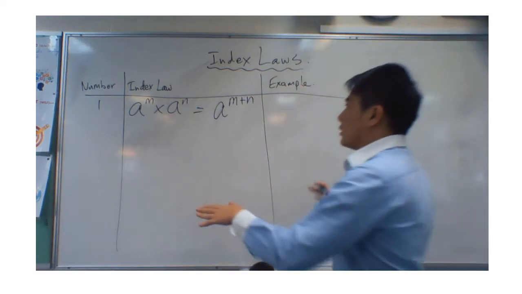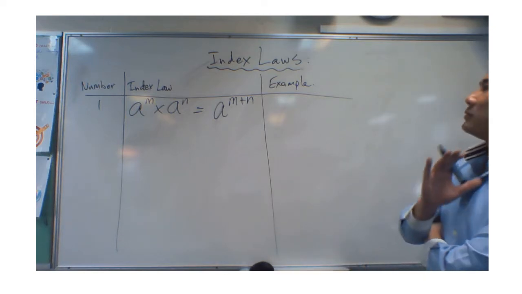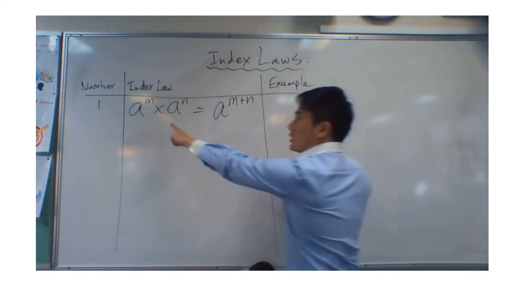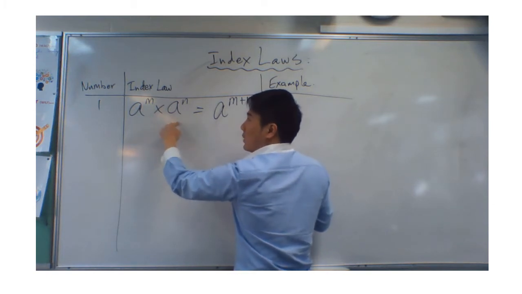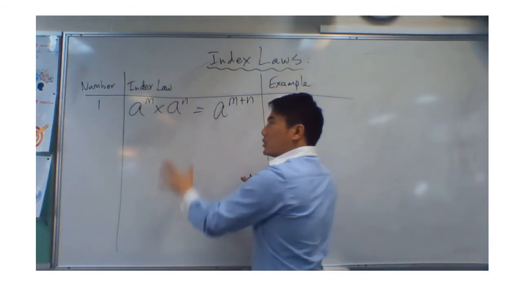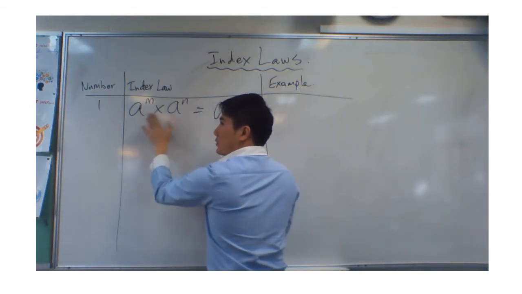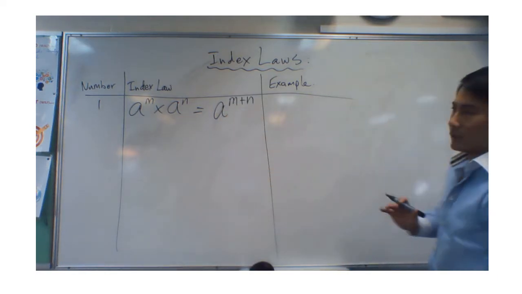Alright, so this is what you need to remember. A to the power of m times a to the power of n. Remember, the key is it's times. It's not a plus. You don't add the power here. Only if you're multiplying numbers in index form with the same base, then you can add the power.